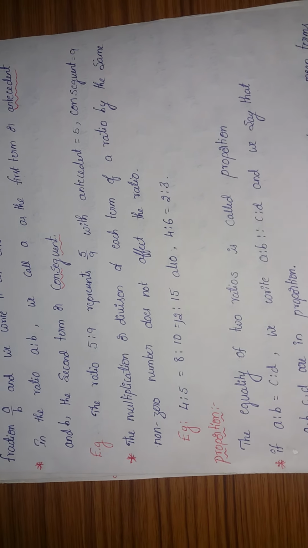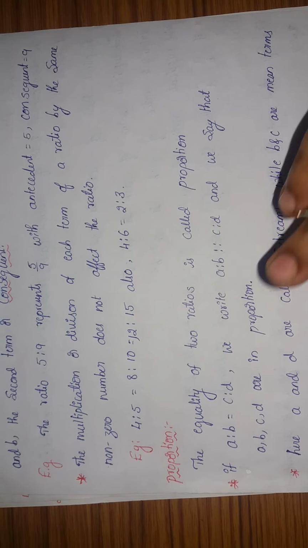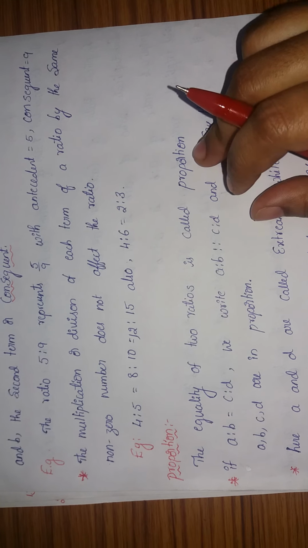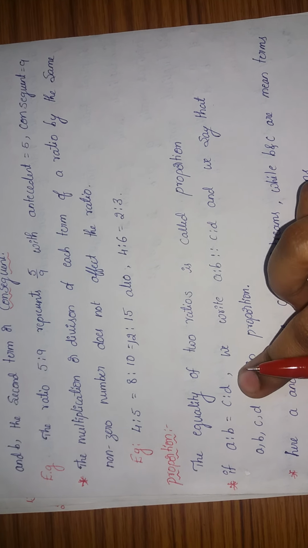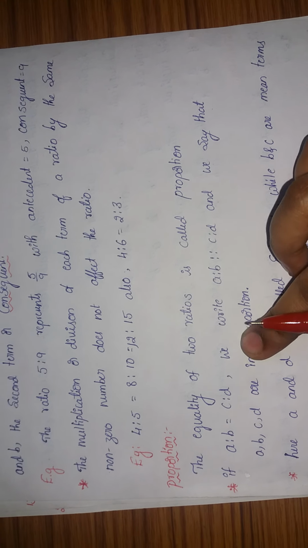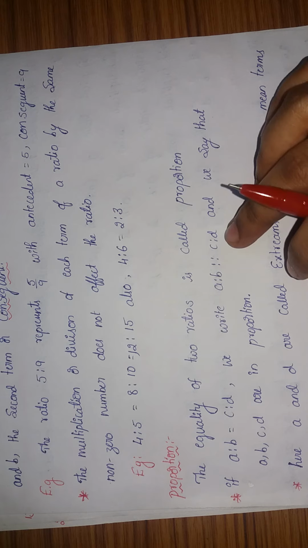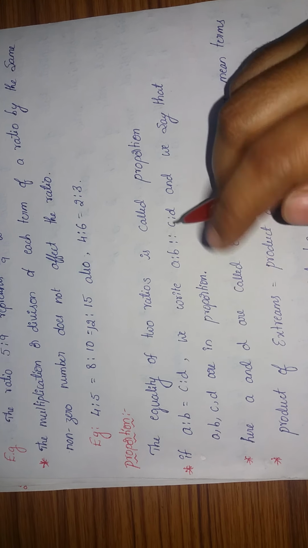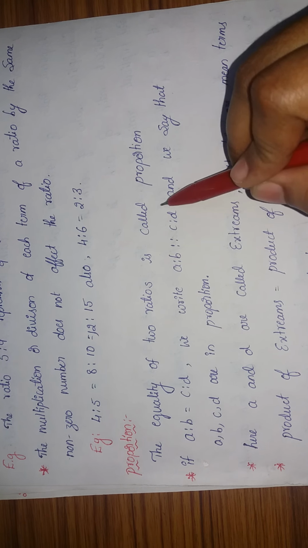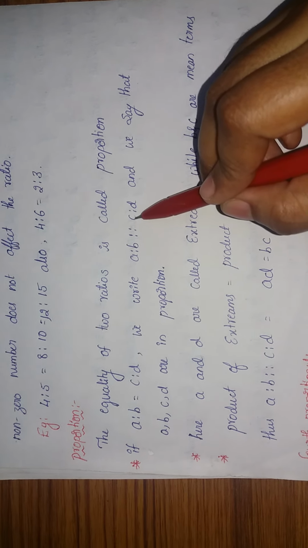Next, let's see some important points regarding proportions. The equality of two ratios is called a proportion. If A is to B is equal to C is to D, then we write A is to B in proportion with C is to D. Here A and D terms are called the extremes. B and C are called the mean terms.